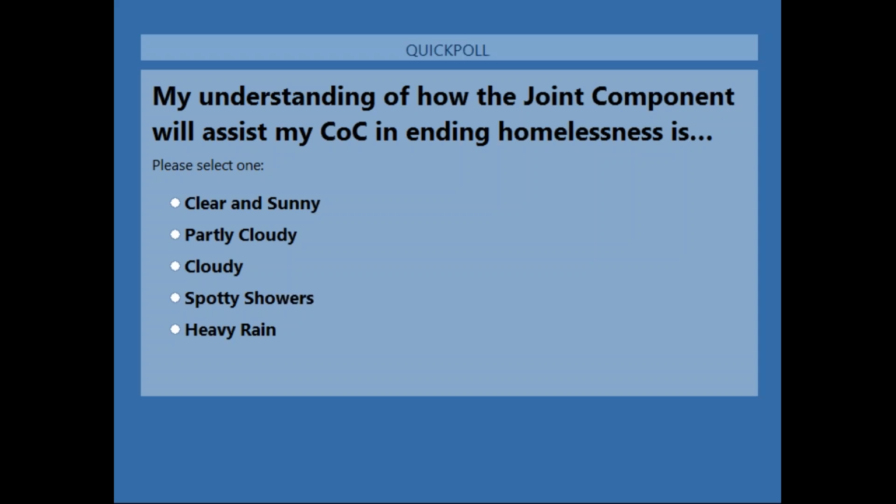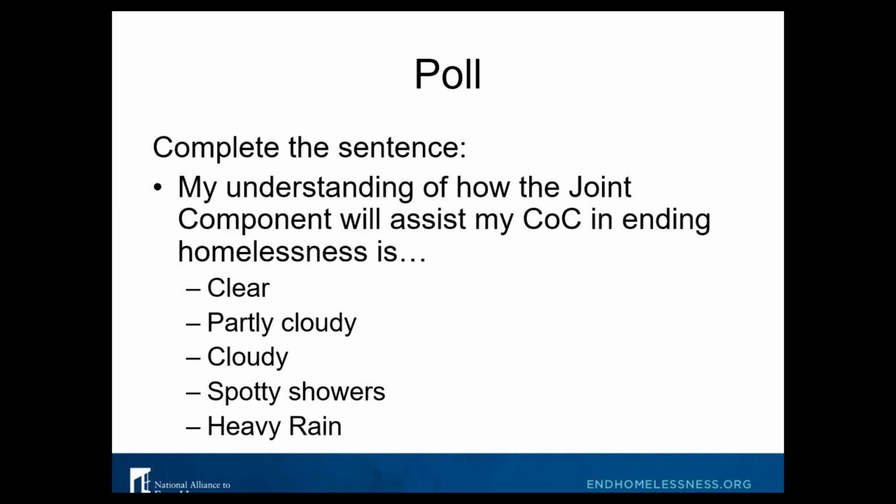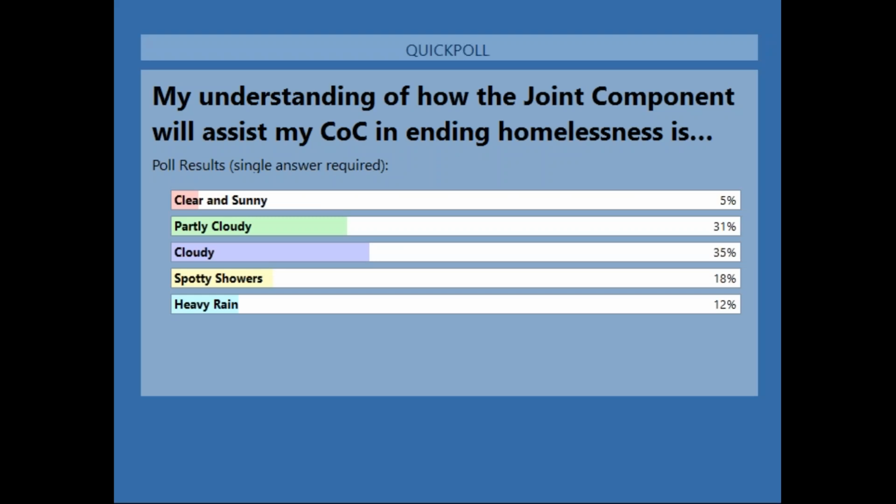Okay, looks like over 75% of people have voted, so let me share the results with you guys. So most folks, it looks like, are feeling either partly cloudy or cloudy. Very few people are clear and sunny, and I totally understand, because it's definitely very different than in years past, and it's a little confusing, the joint component. So thank you guys so much for that, and I'm going to turn it back over to Cynthia.